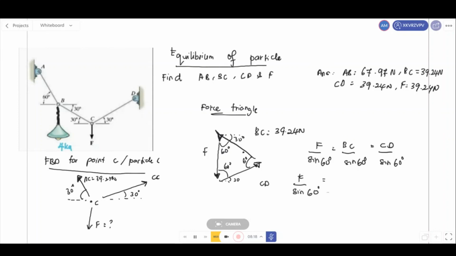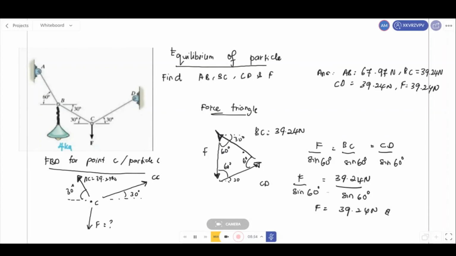So BC, what's the BC? BC is 39.24 Newton, divided by sine 60 degrees. So we know that F is equal to 39.24 Newton. And when you do the same, you can get CD also 39.24 Newton. So it's verified. We have the same answer, so you don't make any careless mistake in the previous method using rectangular component and this one.